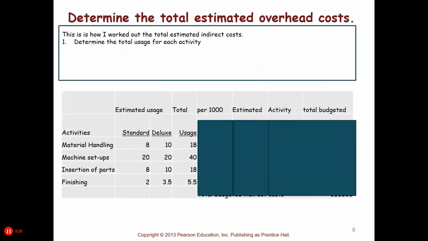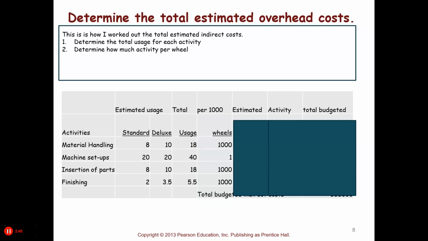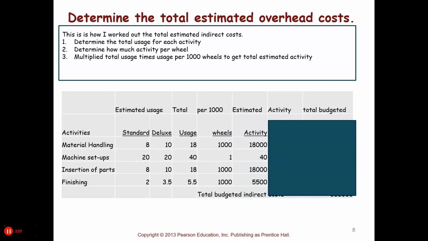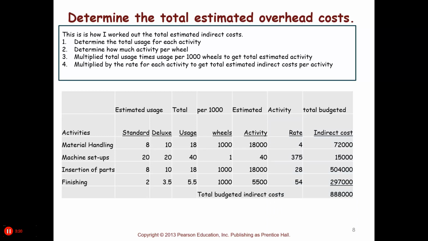So this is how I work the problem. The first thing is I came up with this little chart in Excel. First, you want to determine the total usage, so I took the standard and deluxe and added them together. The next thing is I'm going to determine how much activity per wheel. So we have material handling, machine setups, inspection of parts, finishing. And then I'm going to multiply times the total usage. Now I have the estimated activity or cost driver, times the rate, which tells me that my total budgeted indirect overhead costs are $888,000. So that's how I came up with that. Now this is very similar to your homework. I hope that helps.